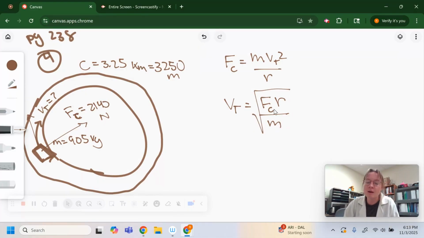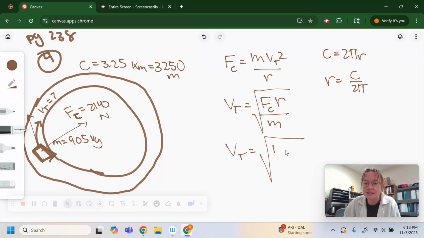Now here's the only problem. I have the centripetal force, I have the mass of the car, but I was not given the radius. Instead, I was given the circumference. What I know is that the circumference of a circle is equal to 2 pi r. And so if I want to know r, I can take r is equal to C divided by 2 pi. Now I can plug this back into the other equation, and I get F sub C times the circumference divided by 2 pi m.